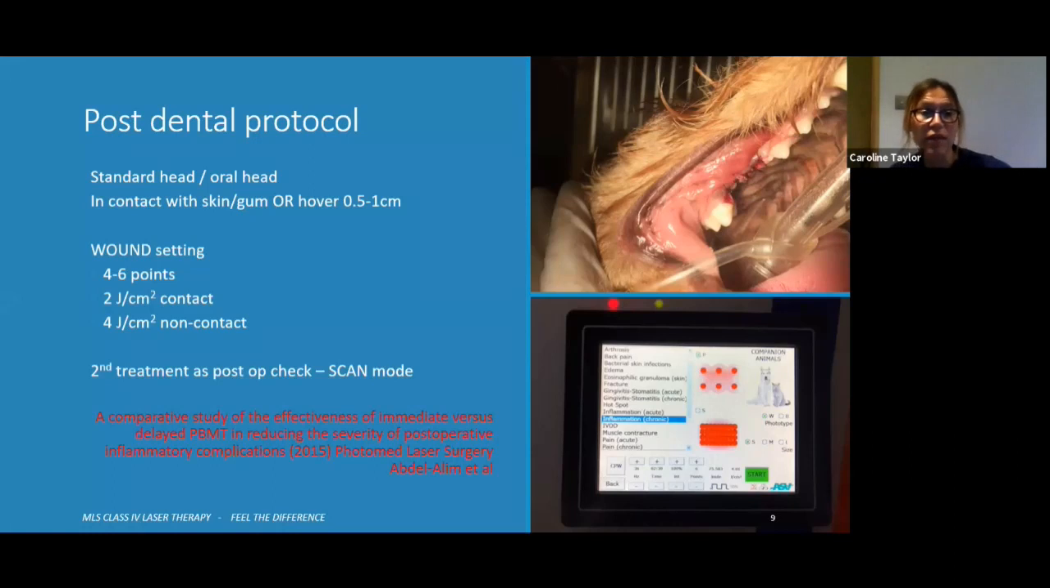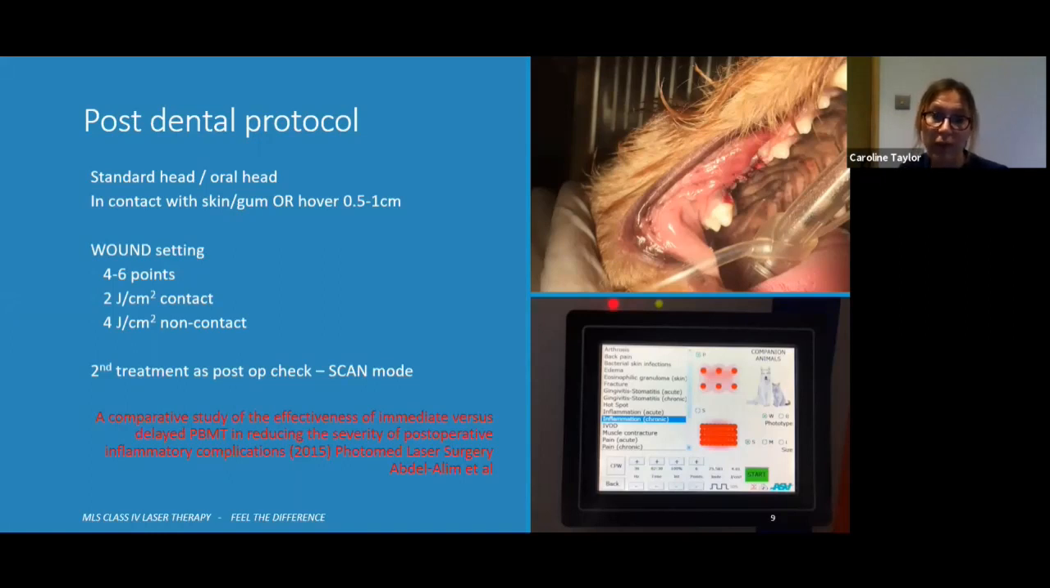You can sometimes then use a second treatment, 3 to 5 days later. Sometimes I'll do this actually hovering over the skin rather than in the mouth itself, and I'll tend to use scan mode because then you can treat both sides of the jaw, upper and lower, a little bit easier. But you can certainly, it takes a little bit longer, but you can certainly do it in point mode as well.